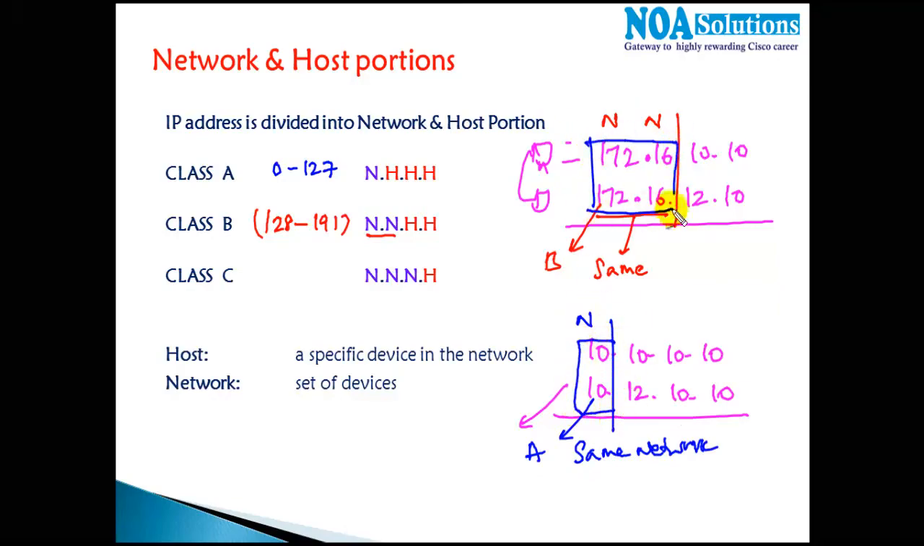In case of B class address, we have to compare the 2 portions, and in case of C class, we have to compare 3 portions. So all the 3 portions have to be same in order to be in the same network in case of any C class example. Okay, in case of B class, 2 portions have to be same, and in case of A class, 1 portion has to be same.